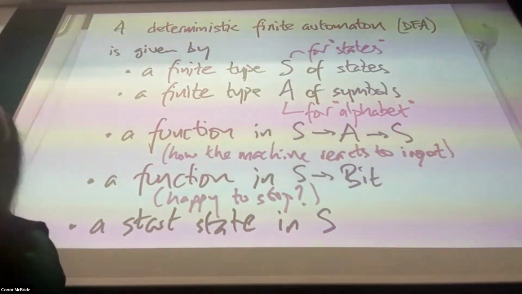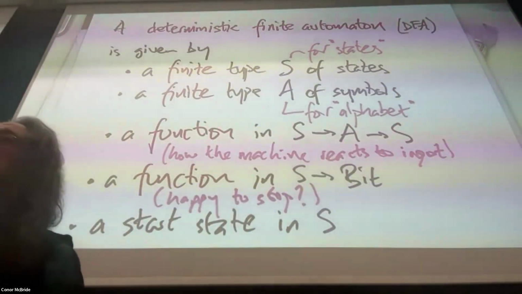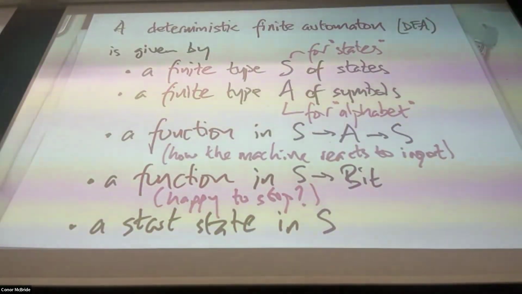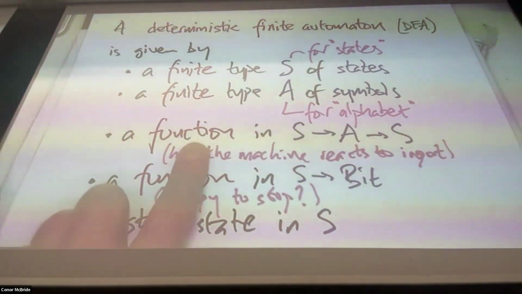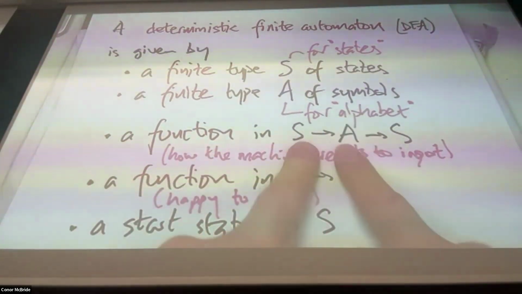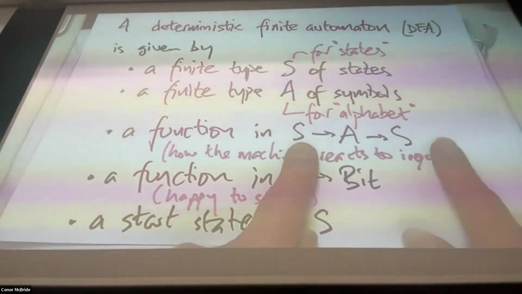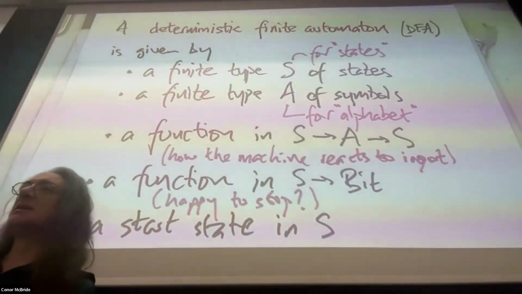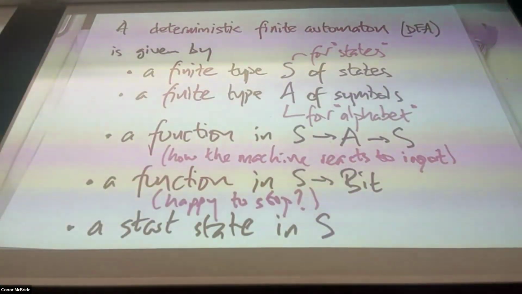Okay, so those are the ingredients. And what makes it deterministic? Deterministic means it does things in a predictable way. That's to say, this is a function, so for any given combination of a state and a symbol in the alphabet, there's exactly one state that we'll end up in. There's no choice about it. It's the same every time, and there's no random behavior.